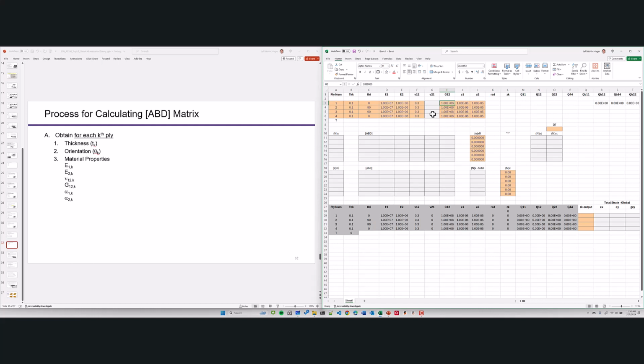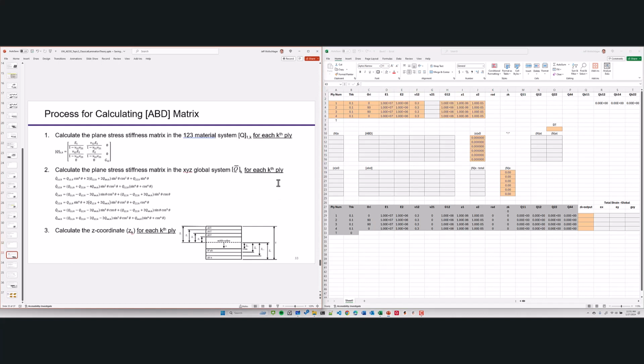And then our shear modulus in the 1-2 plane, our coefficient of thermal expansion in the fiber direction, and our coefficient of thermal expansion in the matrix direction. I've got that for every single ply, all the data filled out for all plies. Okay, so step A is basically done.